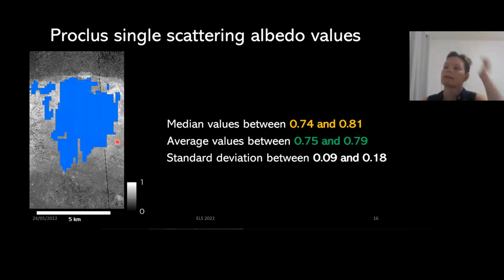Okay, so this is the single scattering albedo map for Proclus. So again, this is the area where we see pure crystalline plagioclase spectra using M-cubed, and the single scattering albedo values that we obtained. So the median values are between 0.74 and 0.81, and the average between 0.75 and 0.79, which is higher than previously thought for pure anorthositic areas, but this is a very immature site.